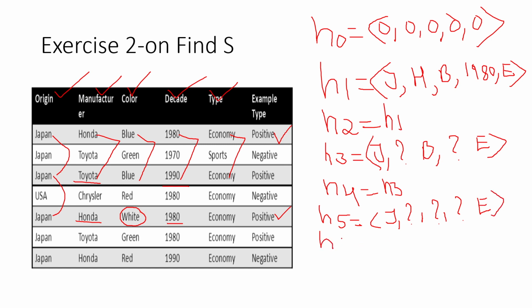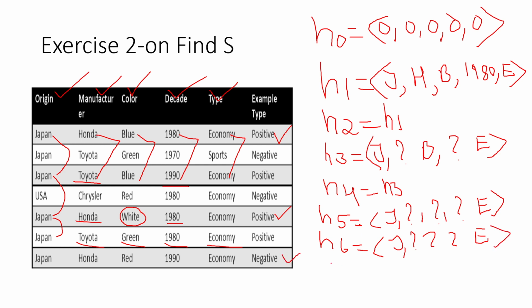H6 is also a positive example. Check out any change in parameter. So Japan remains the same. This is a question mark. This is also a question mark. This is also a question mark, and the last is the same. That is Japan, question mark, question mark, question mark, and economy. See here it is the same. So H5 is equal to H6.